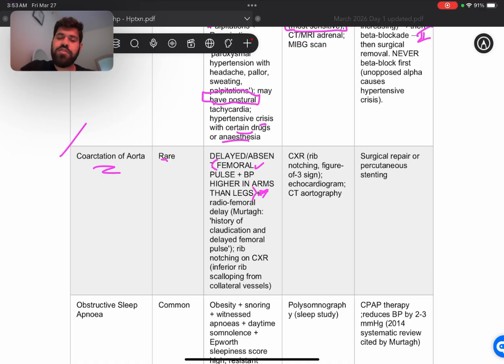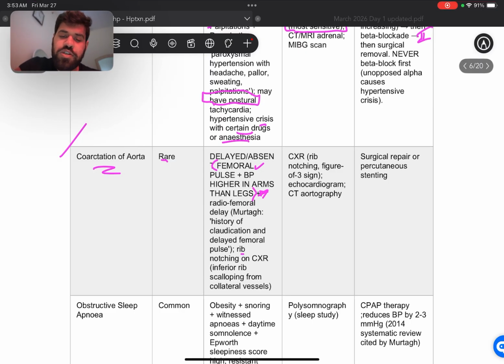All right, and this is known as the radiofemoral delay. And there's going to be rib notching on a chest X-ray. All right, the inferior rib scalloping from the collateral vessels.